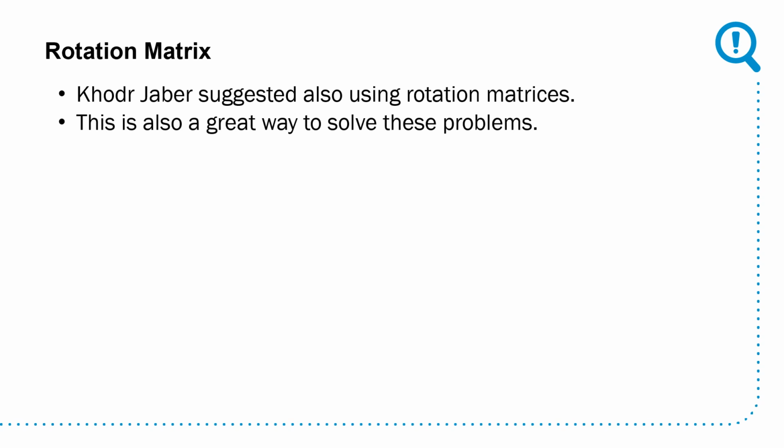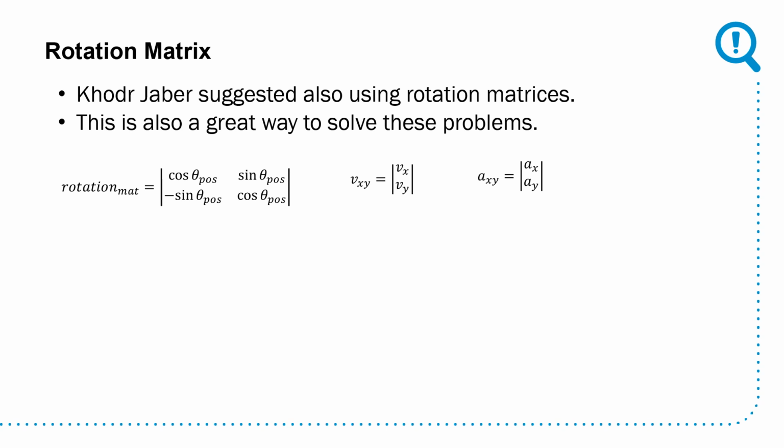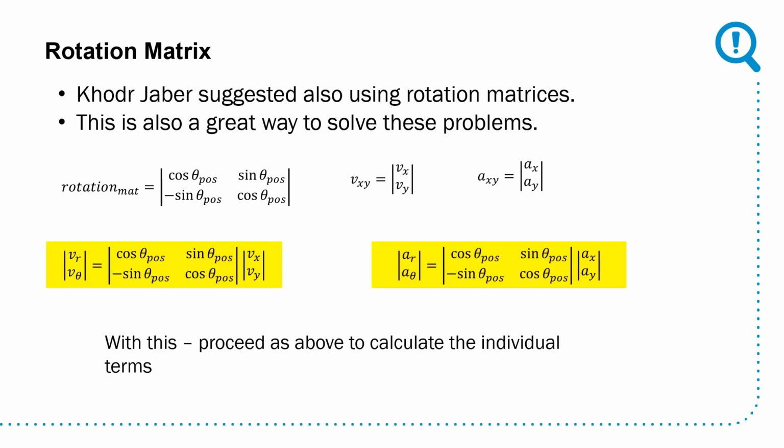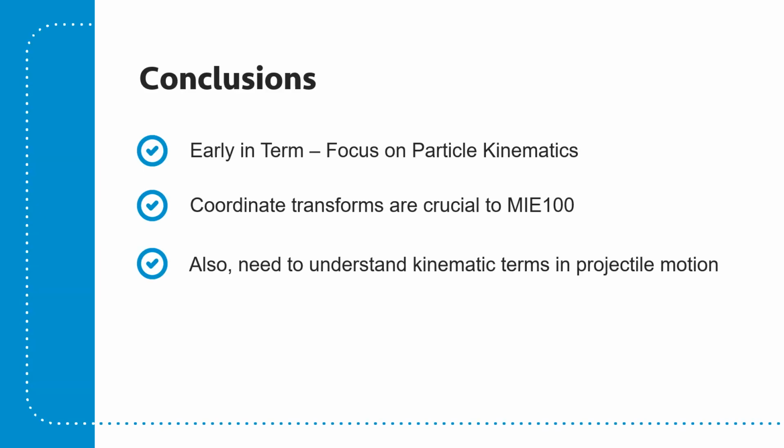For the rotation matrices, there was also a comment by one of the TAs, Coder Jobber, who suggested using a rotation approach, and I thought this was a great way to solve these problems. Basically, recognize what you have and then just put the terms in: cos theta, sine theta, minus sine theta, and you have Vx, Vy, and Ax, Ay. You end up with exactly the same result. As long as you do the calculation right, you'll be fine. There you go.